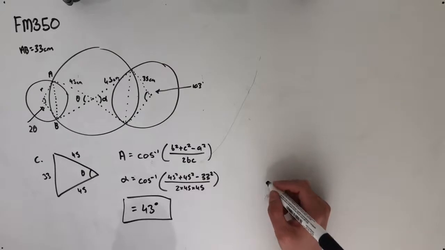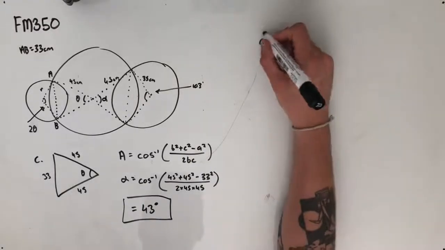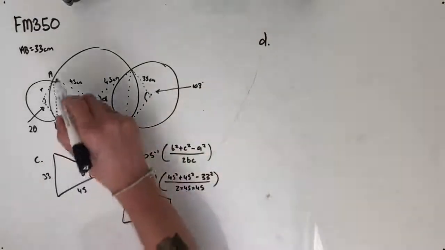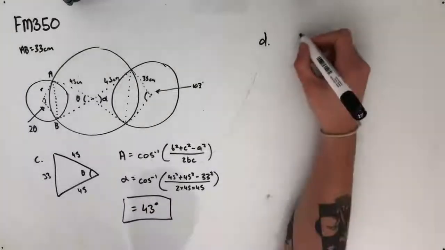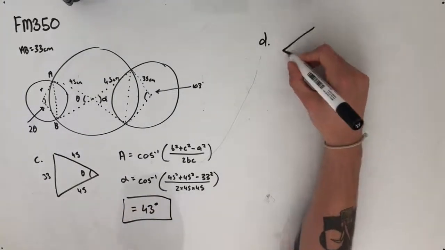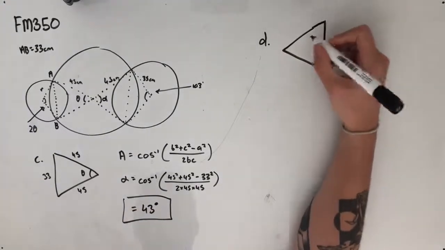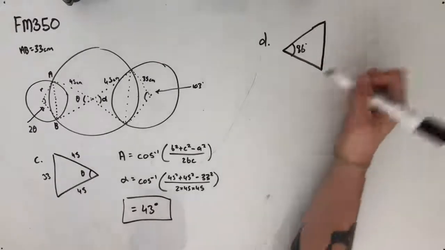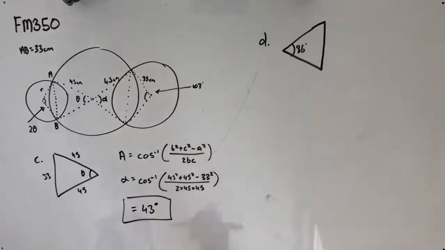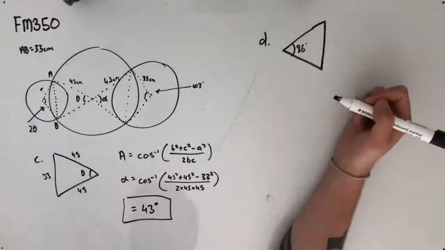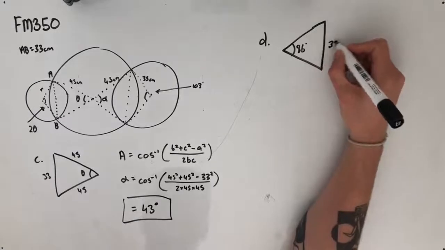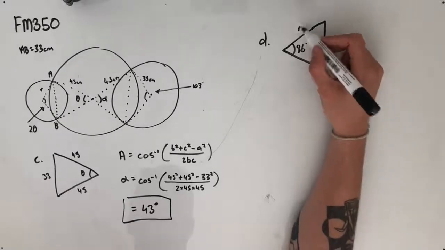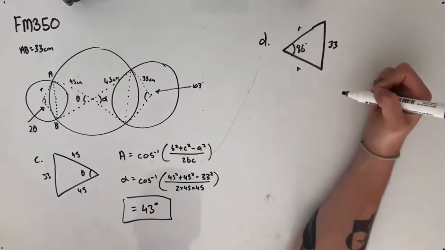Part D then says, what is the value of R in centimeters? Round your answer to 1 decimal place. So in this question, we're focusing on this other little triangle that we have created. So we have a triangle here, and we know that this angle here is going to be 86 degrees because it's 2 times theta, and theta was 43, so 2 times that was 86. We know that this length here is 33 centimeters, and we've got values of r here.